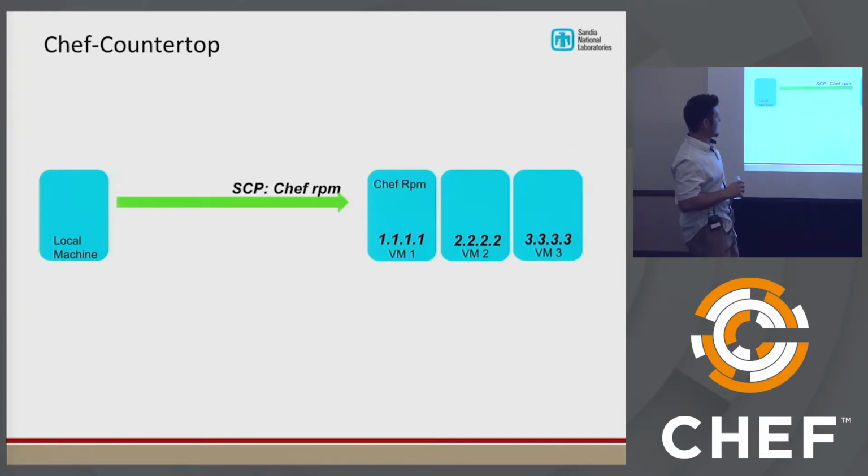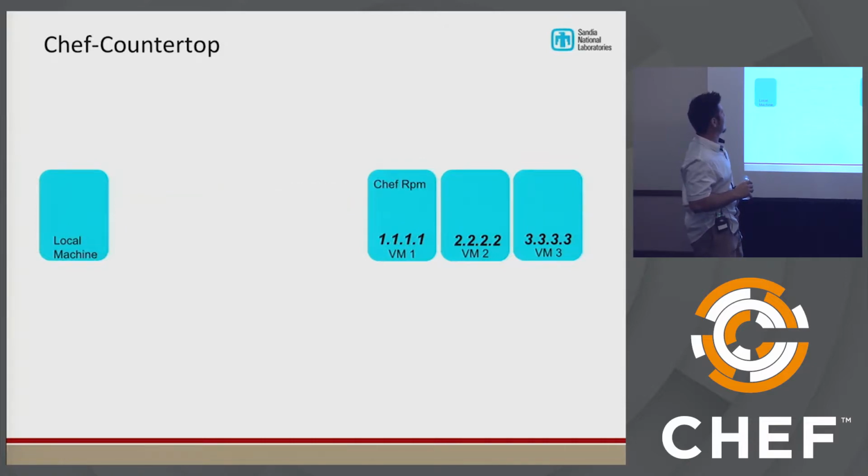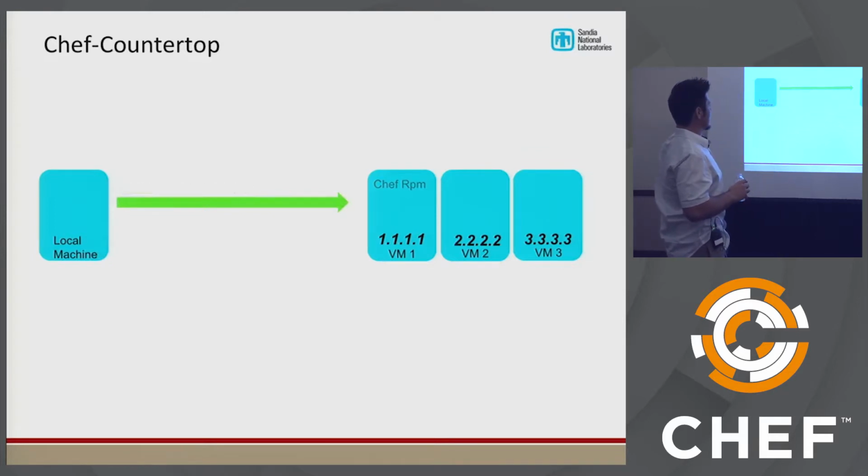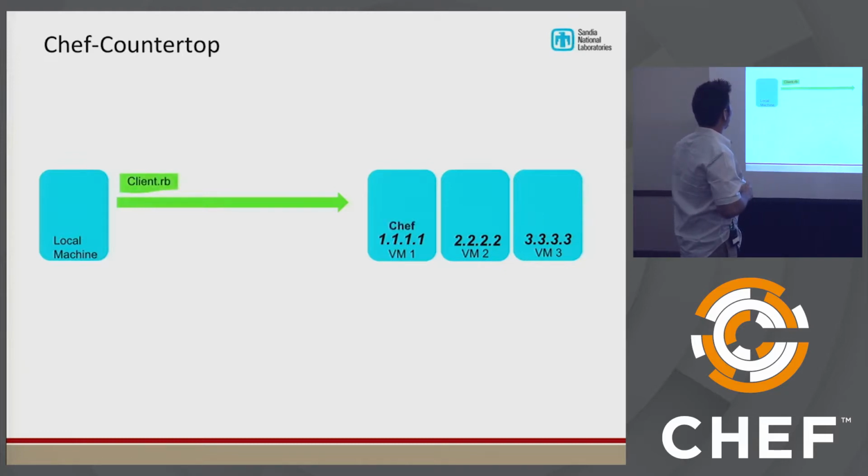And then it basically tells it to install Chef. Very simple. I wish this would be a lot easier if I was allowed to use a clicker, but I can't plug USB devices into that computer. Yay, government.